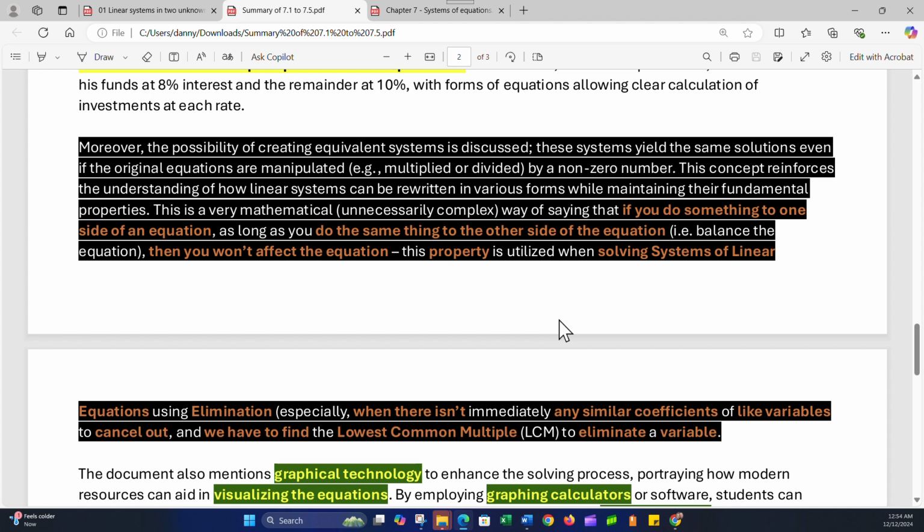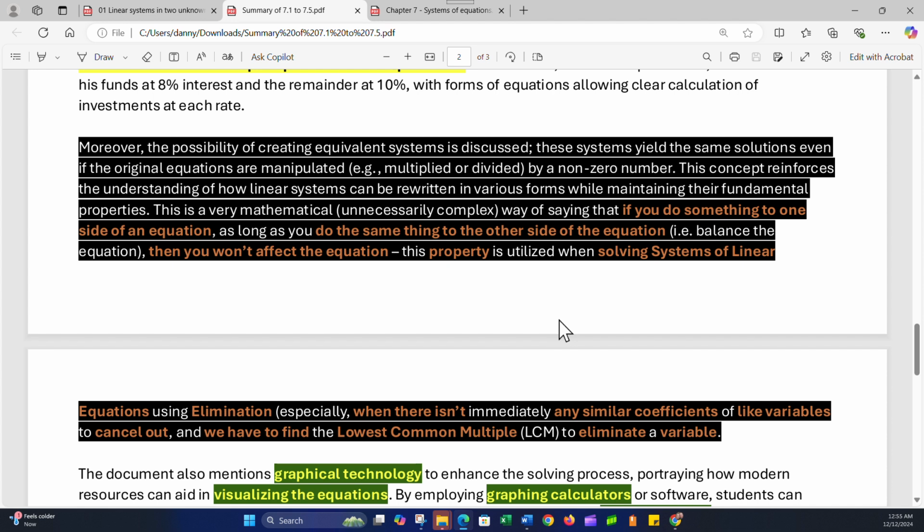It's the same idea when we need to add fractions. We have to have a common denominator to add fractions. You can't add a half and 1/3. You have to multiply them so that you get 1/6, so that both denominators have a 6 in them. It's the same idea here.